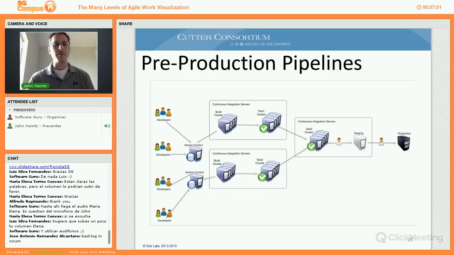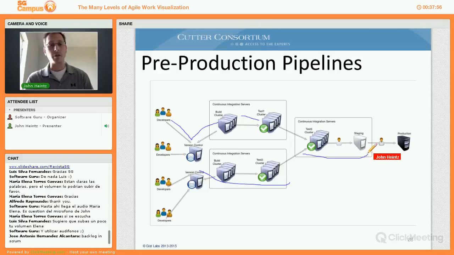Another aspect of visualizing the work of the system is the continuous integration, what I'm calling pre-production pipelines. Being able to see the flow of work that is actually deployed to production can be a very useful visualization. In this diagram, what we see is developers or development teams working on code that is checked into version control. That is then picked up by continuous integration servers and deployed to testing clusters. From there, in this picture, that's happening in multiple different environments for different parts of the system or different deployable services. From there, in this pipeline, that work is then integrated again into a larger whole, tested in a staging server.